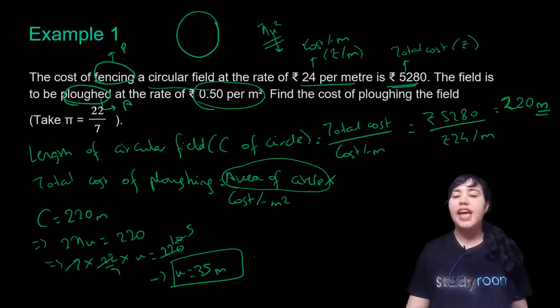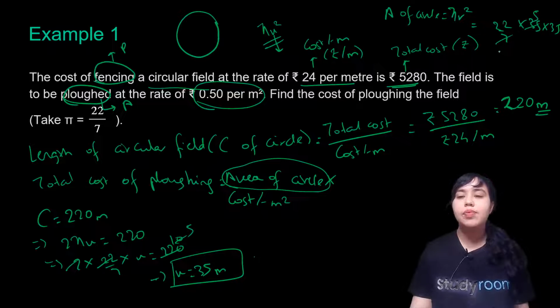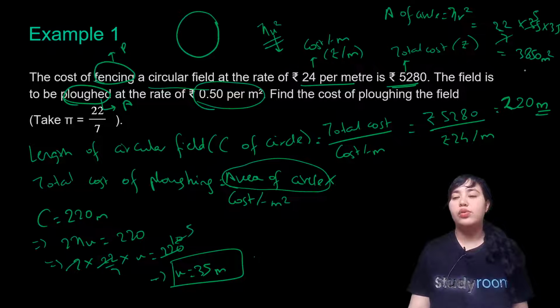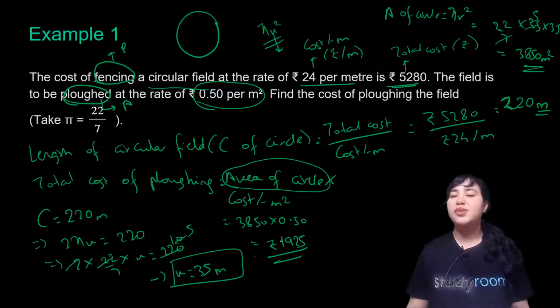So if you know the radius, can you find out the area of this circle? So area of circle is equal to pi r square. Which value of pi? 22 by 7. R is what? 35. So 35 into 35, 7 5s are 35. And when you solve for this area of the circle, you'll get your answer as 3850 meters square. So the total cost of plowing will be 3850 meters square into 0.50, that is the cost per meter square. When you solve this, your answer will turn out to be rupees 1925. So this is the total cost of plowing the field.